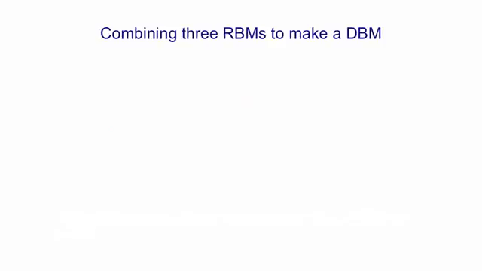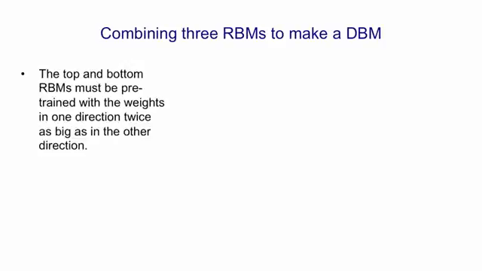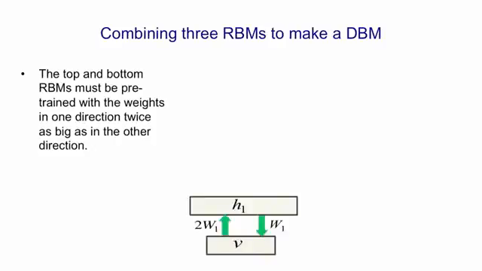So I'm now going to explain how, despite what I said earlier in the course, you can actually pre-train a stack of restricted Boltzmann machines in such a way that you can then combine them to make a deep Boltzmann machine. The trick is that the top and the bottom restricted Boltzmann machines in the stack have to be trained with weights that are twice as big in one direction as the other. So the bottom Boltzmann machine that looks at the visible units is trained with the bottom-up weights being twice as big as the top-down weights. Apart from that, the weights are symmetrical, so this is what I call scale symmetrical. But the bottom-up weights are always twice as big as their top-down counterparts.